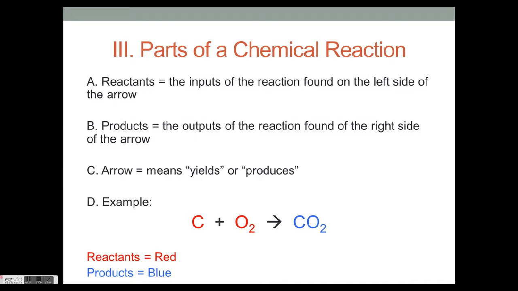We have different parts in a chemical reaction, so we have our reactants, which I have in the red at the bottom there. Those are the things on the left. Those are what combine, or those are what are changing, and then we have our products in the blue, and those are what you get at the end. So it's kind of like a math problem. And then we have that little arrow, which just means it yields or produces. It's kind of like an equal sign.